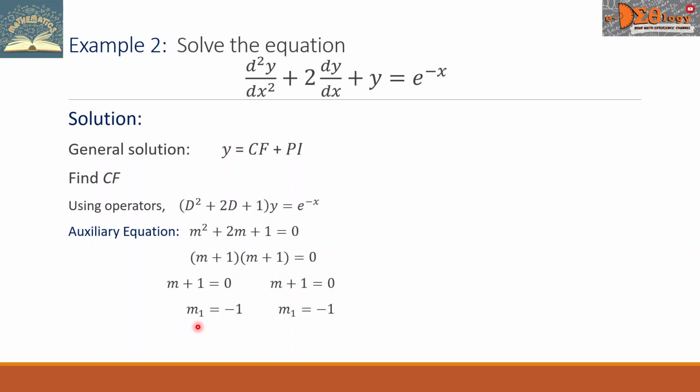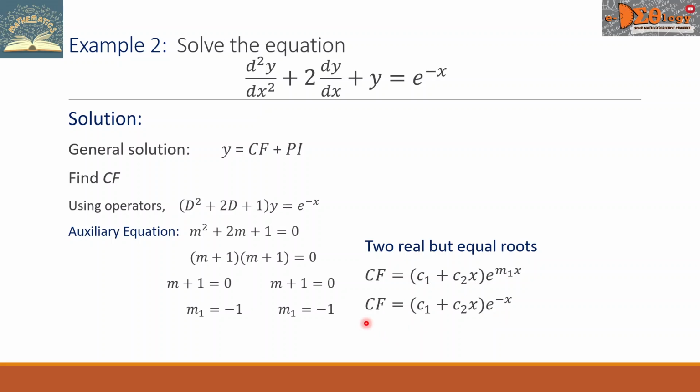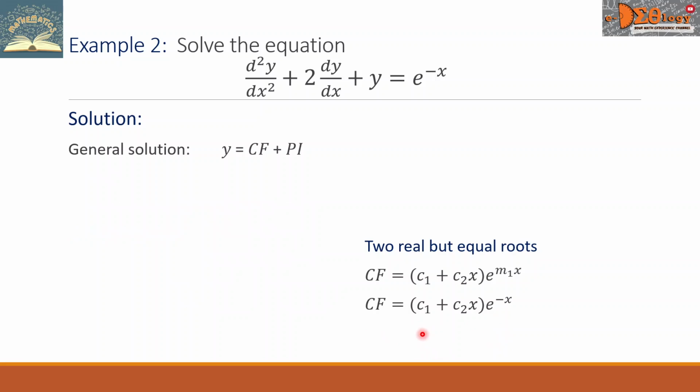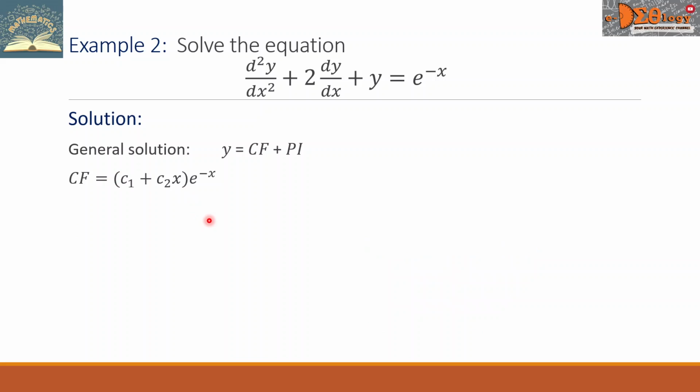So the values for m1 will be the same, and that is equal to negative 1. We can see that we have two real but equal roots. In this case, our CF is equal to this formula. Let us substitute the value of m sub 1 in here. So our CF becomes like this. Let us copy our CF somewhere here. Then we proceed to find the PI.